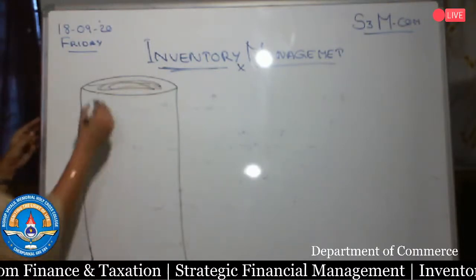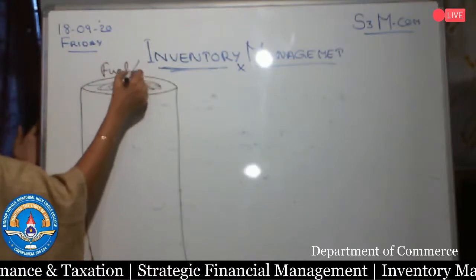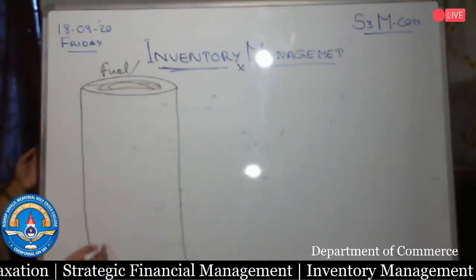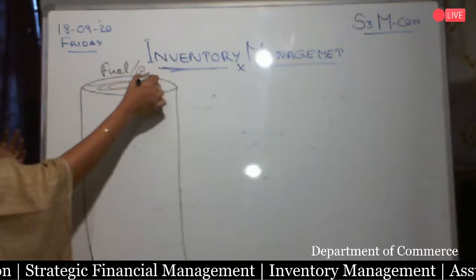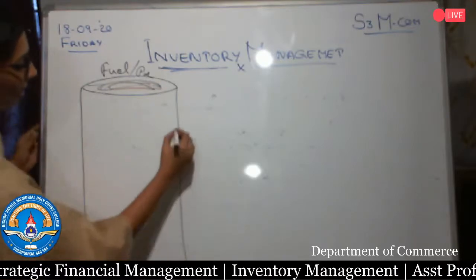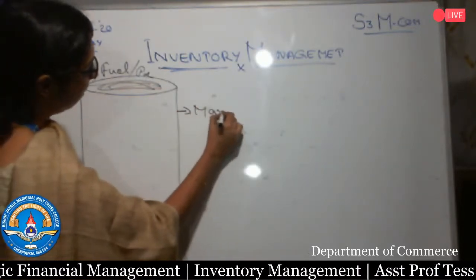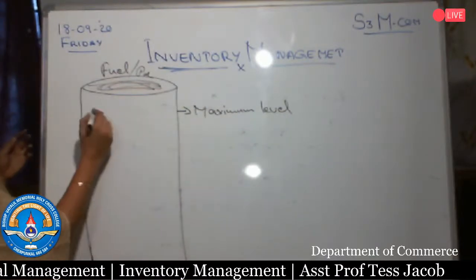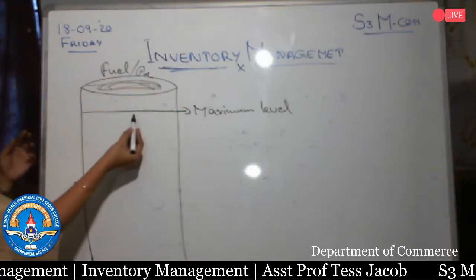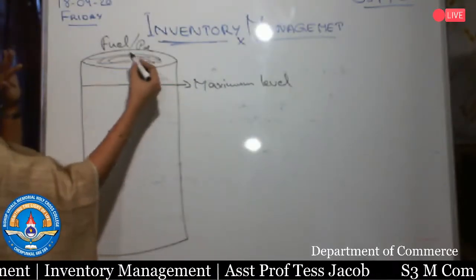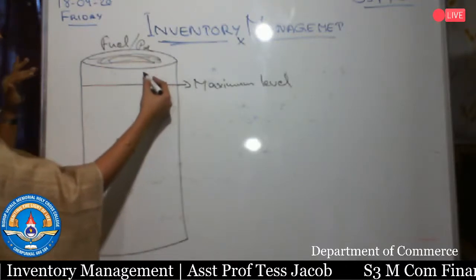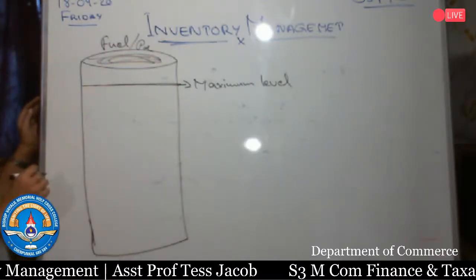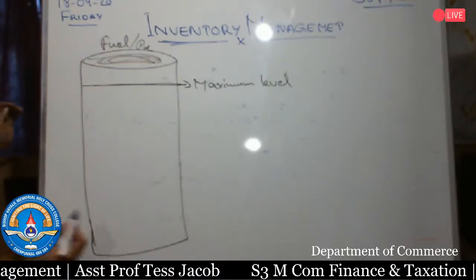This is a barrel which is fully filled with fuel. It may be petrol or diesel for the production process. Anything. It is a barrel which is fully filled with petrol, diesel or any kind of fuel. So in this barrel we can decide this is the maximum level of fuel that should be maintained in an organization. Beyond this level, the storage of fuel is excess quantity of inventory. So this is the maximum level of fuel that a firm should maintain.